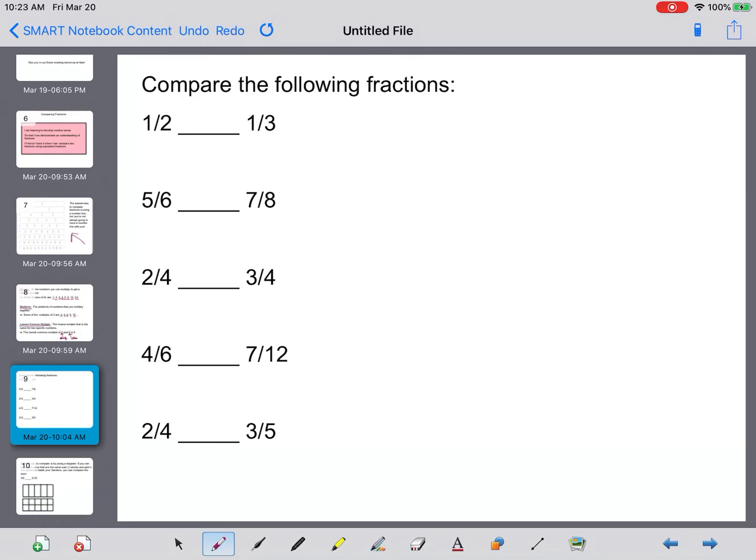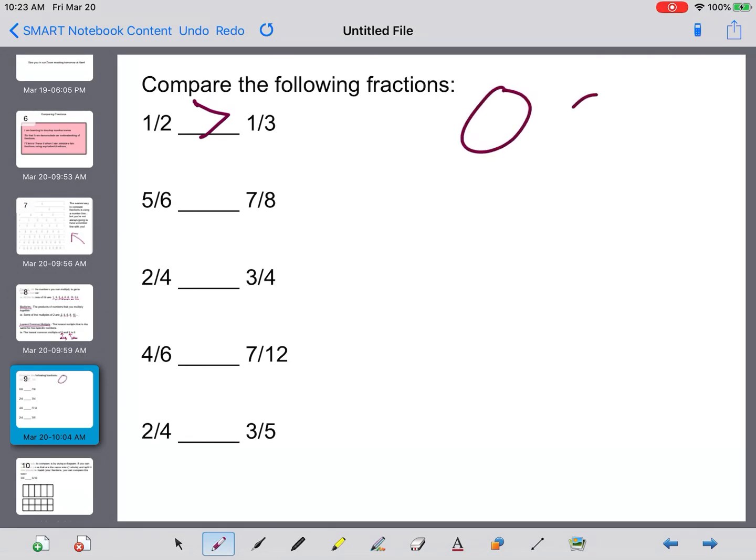Okay, so I'd like us to compare the following fractions, and the way that we want to do that is often to find the lowest common multiple, but there are some ways to get around that, like the little tricks that I gave you during our last lesson. For example, on this first one, 1/2 compared to 1/3, we know that anytime the numerator is a 1, the smaller denominator is the larger fraction. So 1/2 is bigger than 1/3.